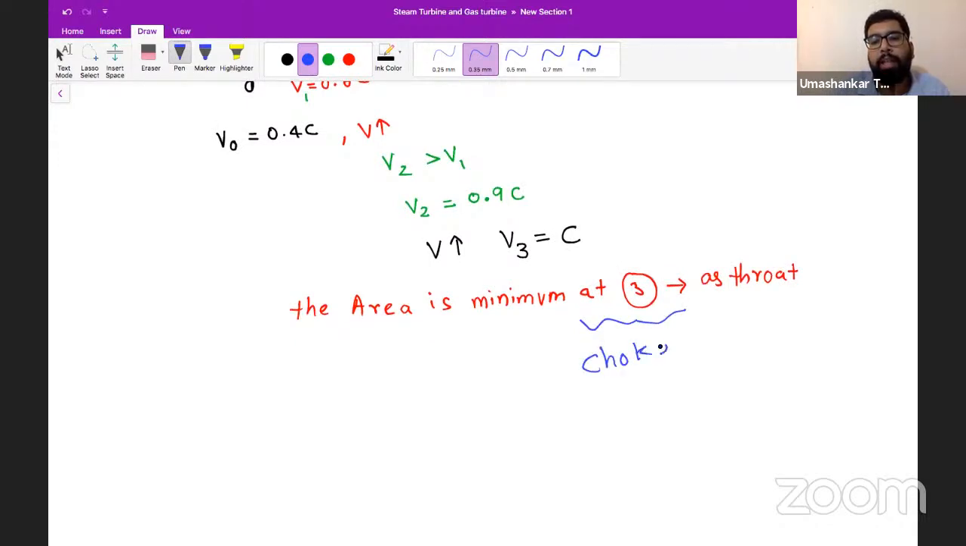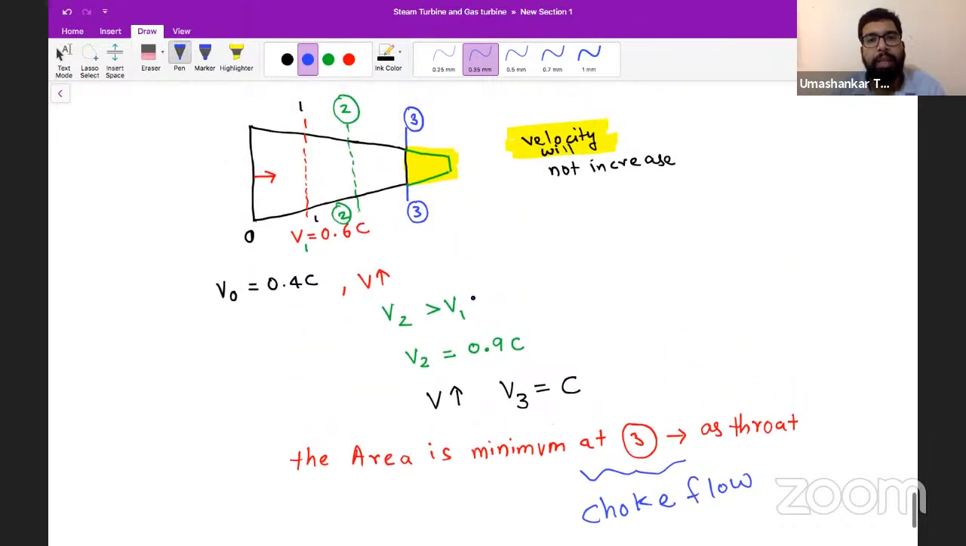This is the point of choke, or this kind of flow is known as choke flow, because at 3, no more converging will increase the velocity, and if you further converge, the velocity will certainly decrease. Or there may be some shock waves or something of that kind will happen. We will go into that later. But this is a choke flow in which the area is minimum. The subsonic velocity reaches the maximum value, up to the sonic velocity.